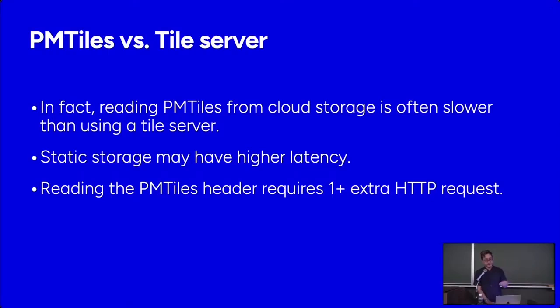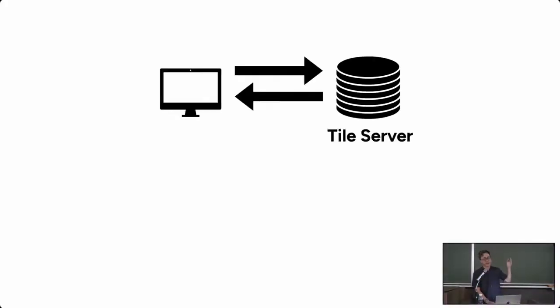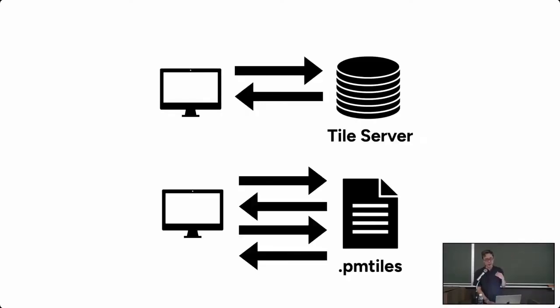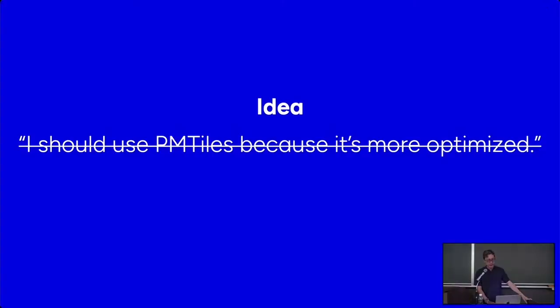So an illustration of how that works is for a tile server, you simply send a request for a tile to a server and you get back a tile. While for PMTiles, you need to make at least one extra request in order to read parts of the file. So it is inherently less efficient, in fact, than using a tile server. So I think this idea of performance or optimization being the only reason why this format is successful is not totally true. There are other reasons why this project has been adopted around the world.